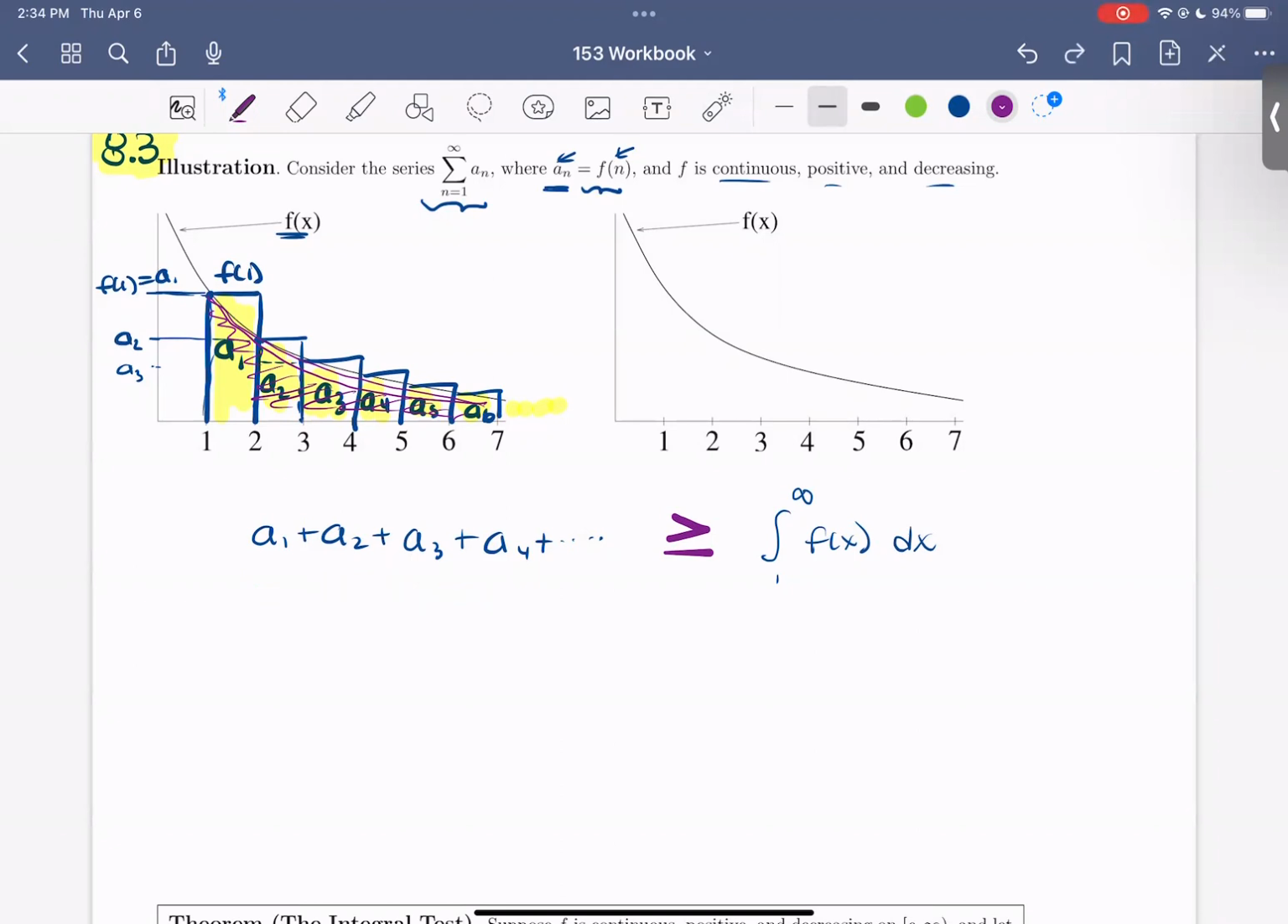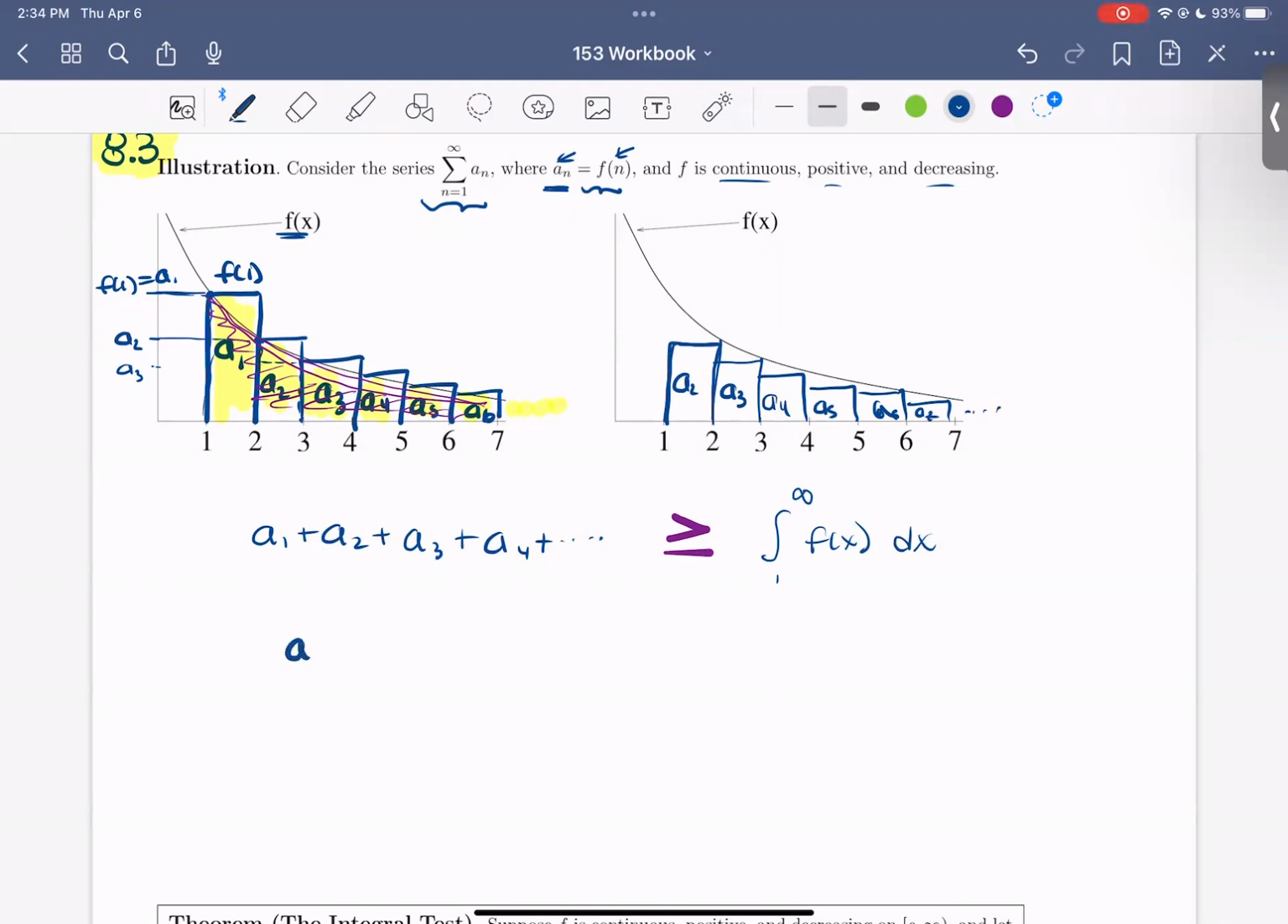Okay, but we can do this illustration in a little different way. Rather than starting at a sub 1 and moving to the right, we could have started here at a sub 2 and then moved to the left. Now this rectangle has an area of a sub 2. Here we're up at a sub 3, which has an area of a sub 3, then an area of a sub 4, a sub 5, a sub 6, a sub 7, etc.